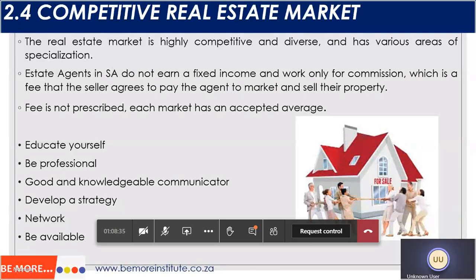All right. Anyway, this is my last slide before we lose each other. In estate agents, you do not earn a fixed income. You work only for commission, which is a fee that the seller agrees to pay the agent to market and sell their property. The fee is not prescribed, but there are accepted industry norms.